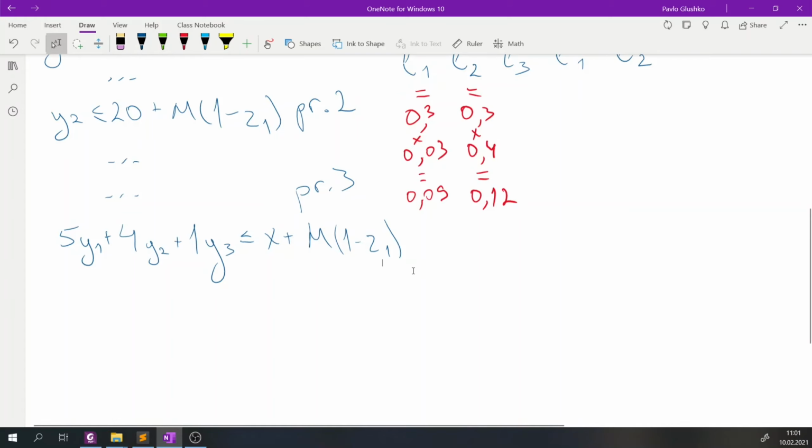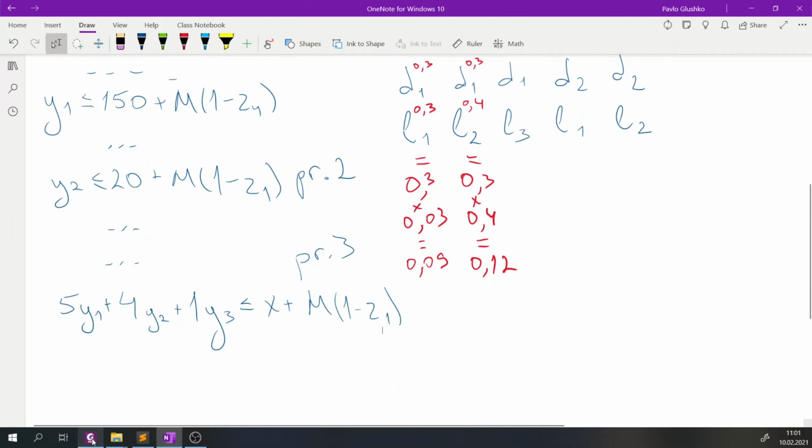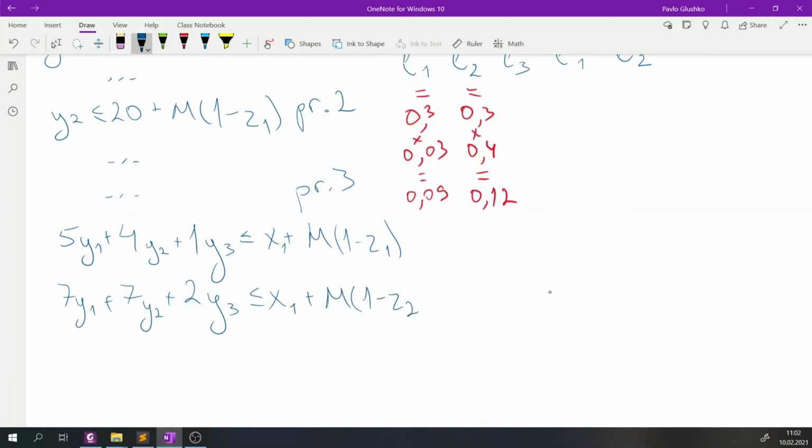Then this scenario, this constraint for scenario 2. In scenario 2, we have the demand from the first demand scenario, but lumber amounts from the second lumber scenario. So it's 7, 7, 2. I just rewrite this constraint with the coefficients 7, 7, 2, y1 plus y2, and 2, y3, less or equal to x1 plus M1 minus z2.